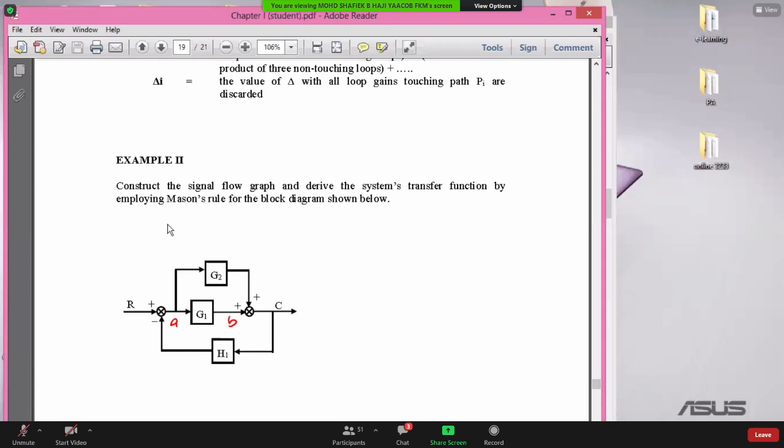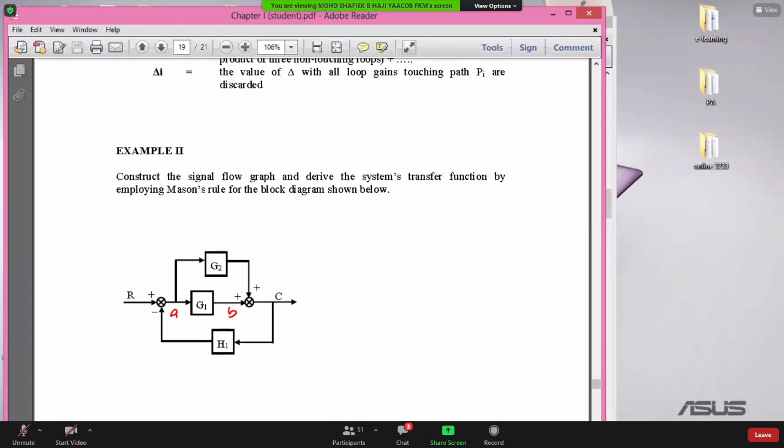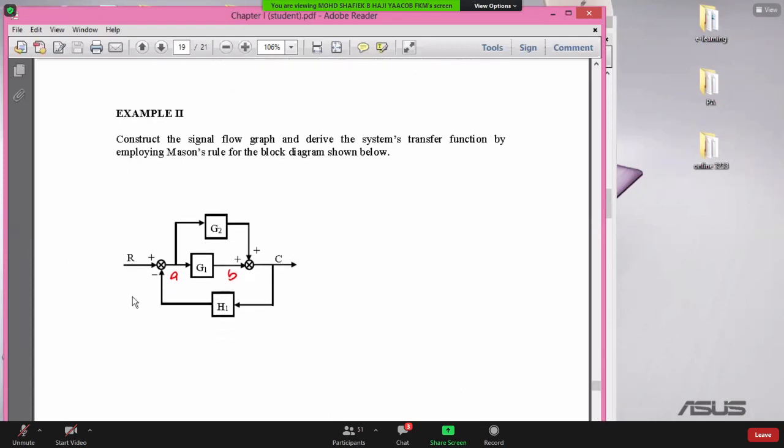Okay. So now we want to find this transfer function. You can do that by simplification of block diagram, but we are not going to do that. We are going to translate this into a signal flow graph, and then use Mason's formula to get the transfer function. So our task is to transform this into a signal flow graph. That is our first task. Let's do that.